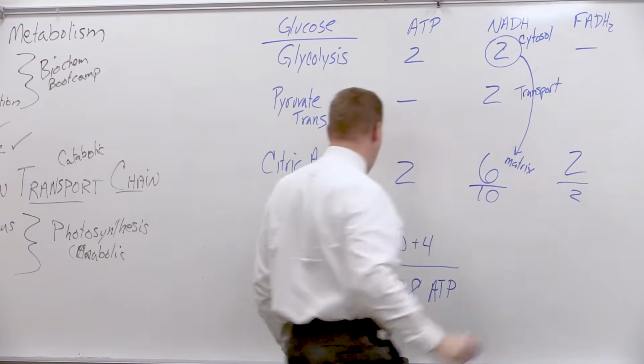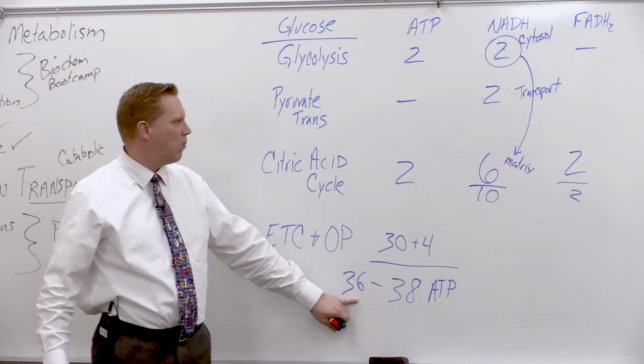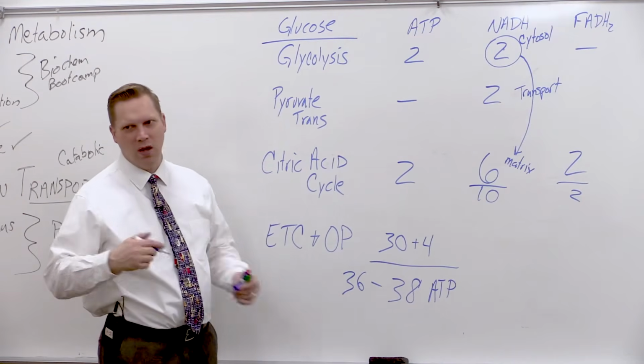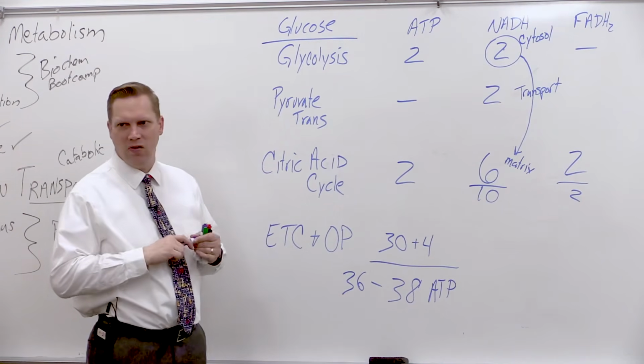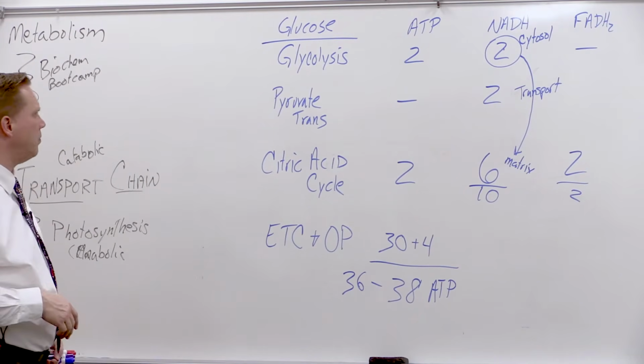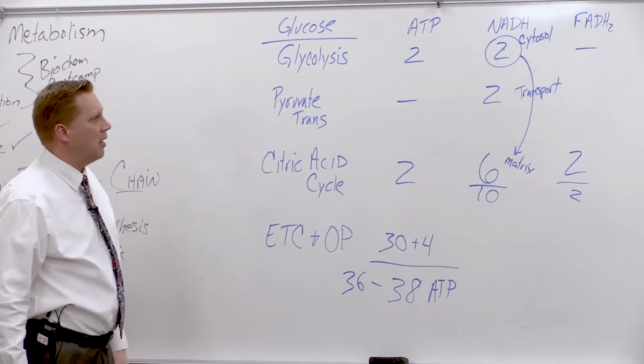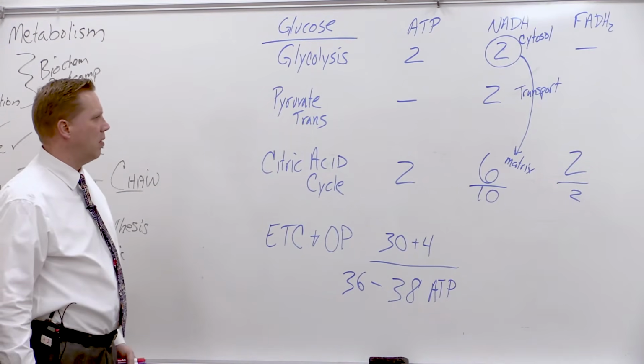And so sometimes you'll see 36 to 38. This is if we transport it in one pathway; in another pathway, you are able to conserve all the energy. So you often see 36 to 38 ATP total. And that, by and large, is cell respiration for us.